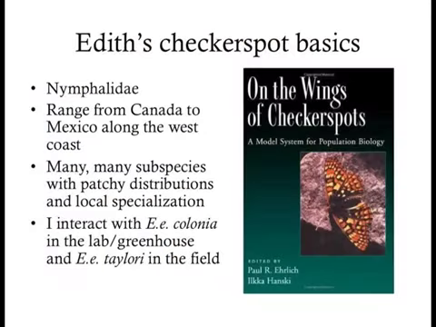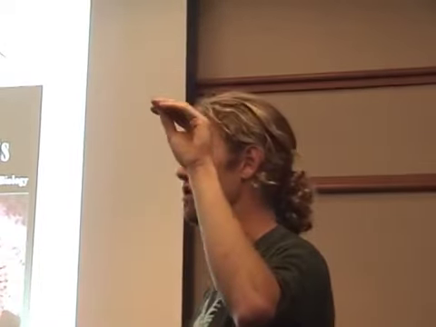Edith's checkerspot, basics. They're nymphalids, so they have four feet that they use to walk around with, and two others that are reduced and used for tasting things, so to speak, for chemoreception. Edith's checkerspot has a huge range. It's up in British Columbia, and it's all the way down into northern Mexico. Within that species, Euphydryas editha, there are, depending who's counting, something like 27 different subspecies, and they're scattered all along the west coast.